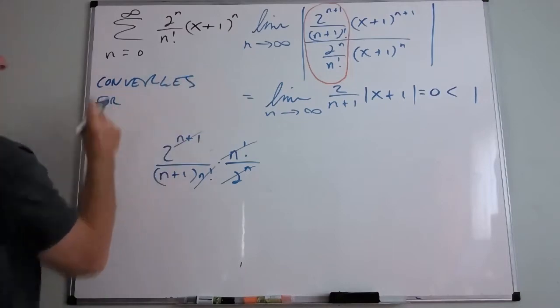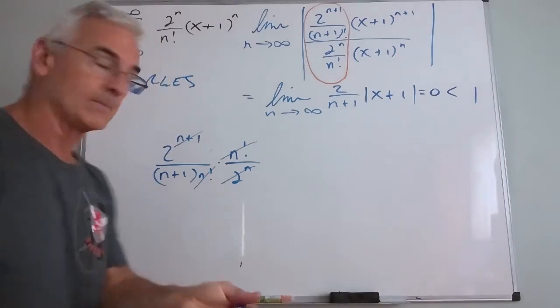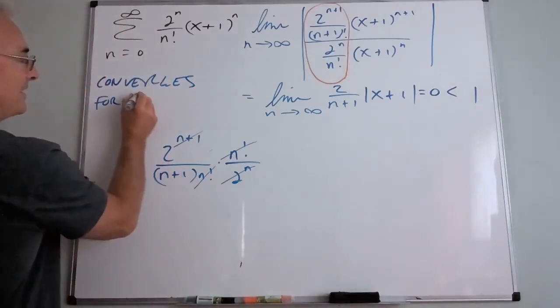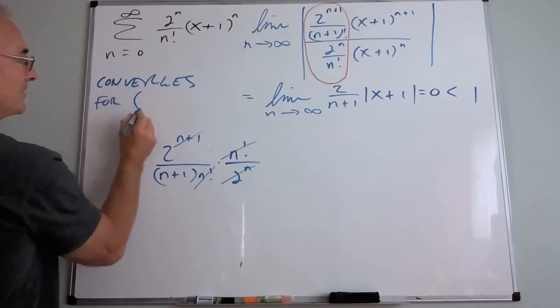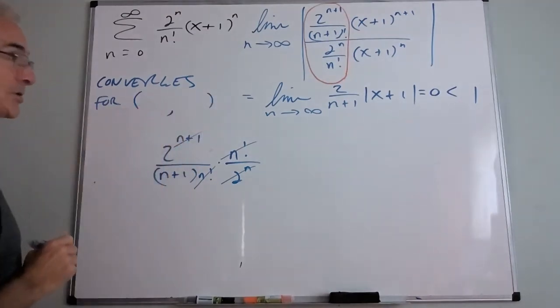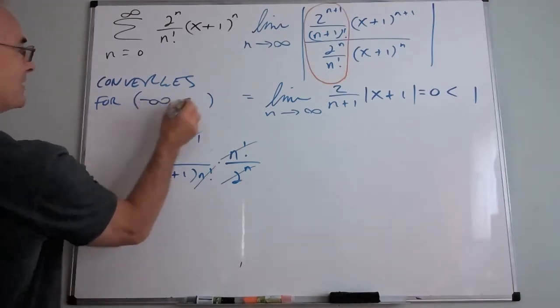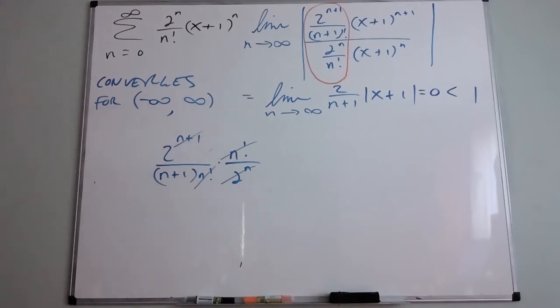Converges for, because you always state your convergence as an interval. How do you say that? All real numbers, from negative infinity to infinity. There's only one correct answer. That's all real numbers, but since our answers are always intervals, negative infinity to infinity.